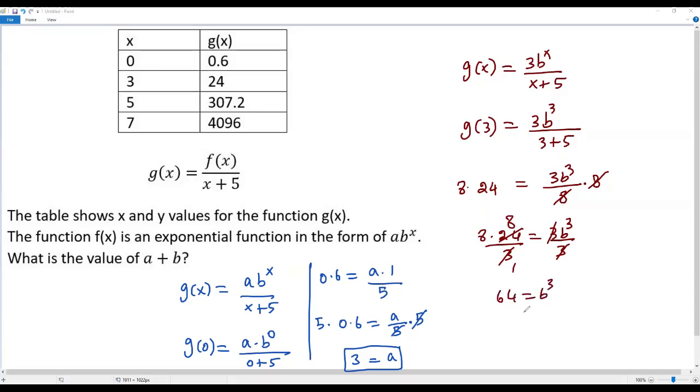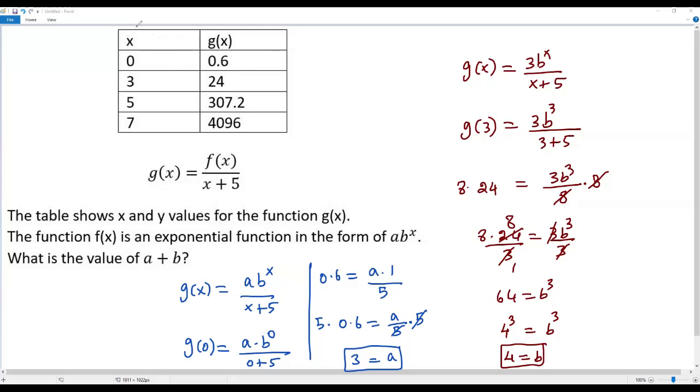Now we have to solve for b. But here b has exponent 3. So we should try to write this 64 as a power with the exponent 3. That is 4 cube. When I evaluate 4 cube, that is 4 times 4 times 4, which equals 64. So 64 can be written as 4 cube, and on the right side we have b cube. So here two quantities are equal with the same exponent. Whenever two terms are equal with the same exponent, we can equate the bases. When I equate the bases, I'm getting the value of b equals 4.